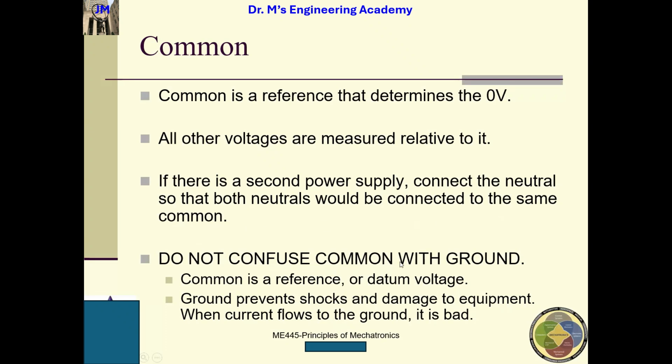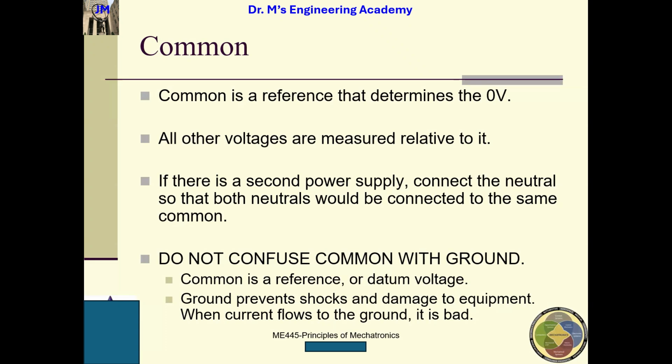So do not confuse common with ground. Our VDC positive and VDC negative is connected to the common, the output to the common. Okay, so they are the same thing. Common is a reference, not a data voltage. The ground prevents shocks and damage to equipment. When current flows to the ground, it is bad. Sometimes we call the minus a ground, but scientifically it is not straight. It should be called VDC minus, or common.